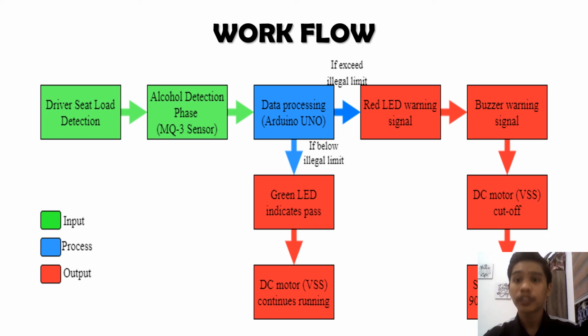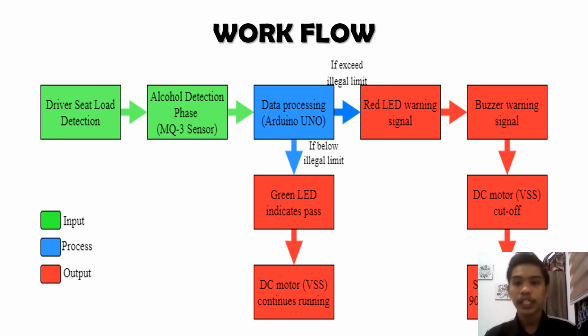Okay, this is the workflow of my project. It is divided into 3 processes, input, process, and output. For the input, it will start from driver seat load detection. This means the driver must enter the car first before the next input process. Next, alcohol detection using the MQ3 sensor to detect the alcohol content in the driver's body. The MQ3 sensor is located by the steering wheel, because the steering is very near to the driver and makes it easier for the driver to check the alcohol content in their body.